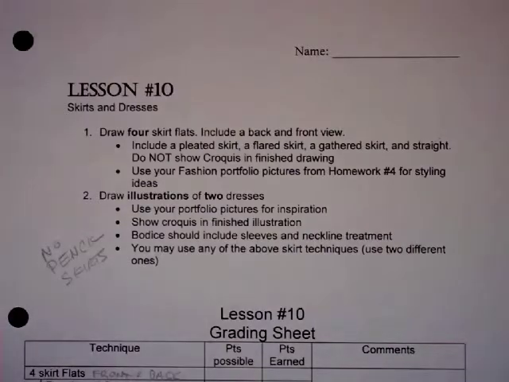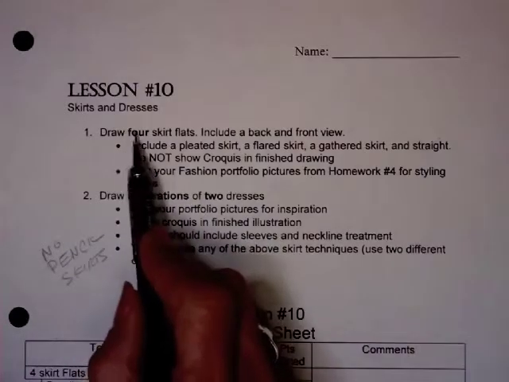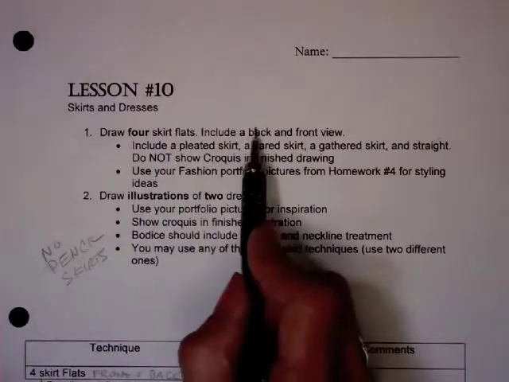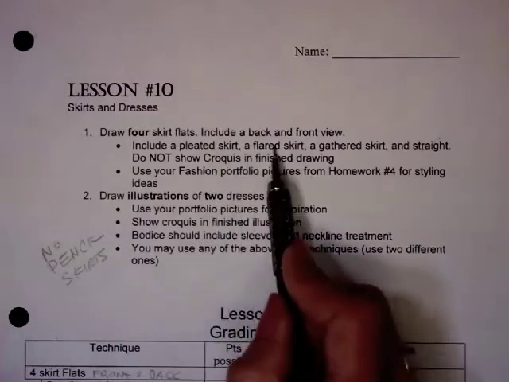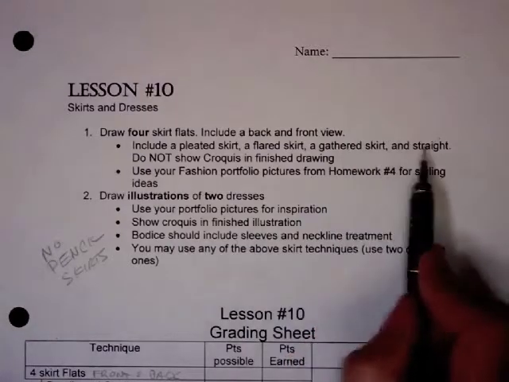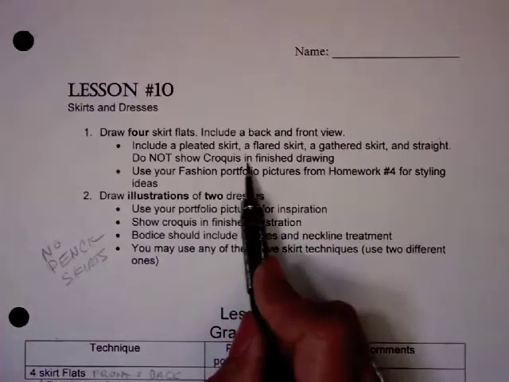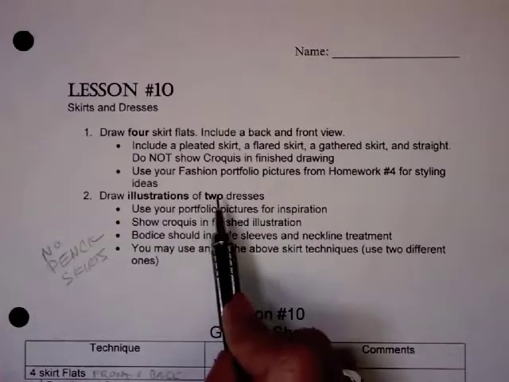Let's talk about how we're going to turn this in and what you're going to actually draw for lesson 10. So what I want you to do is draw 4 skirt flats. I want a front and a back view, just like I just demonstrated. I'd like a pleated skirt, a flared skirt, a gathered skirt, and a straight skirt. I do not want you to show the croquis in the finished drawing because it's a flat.